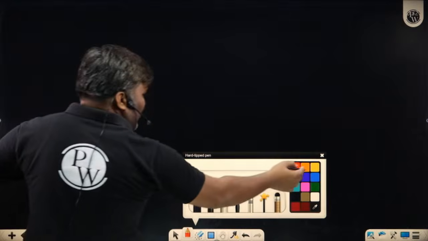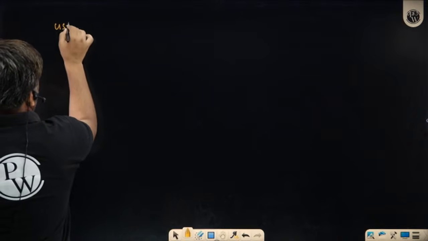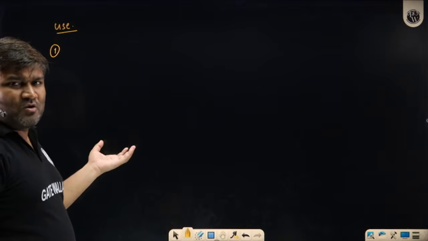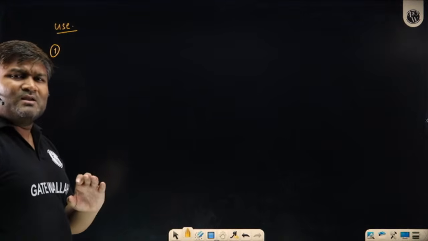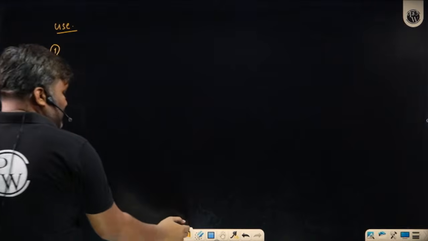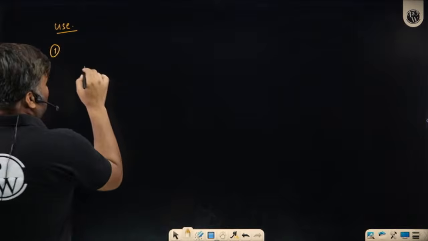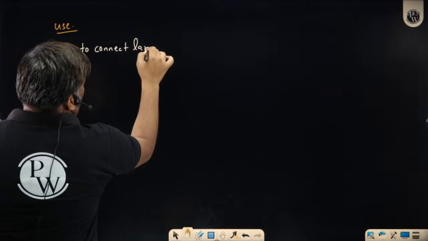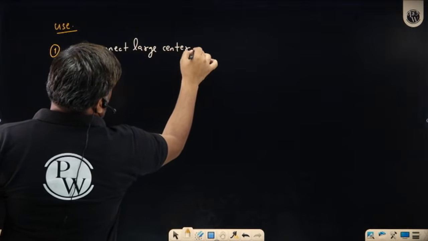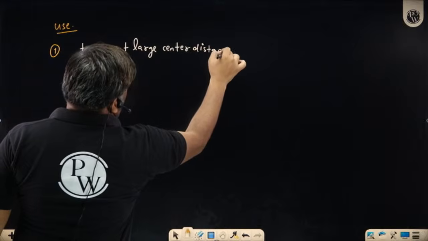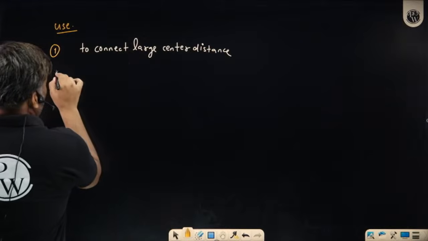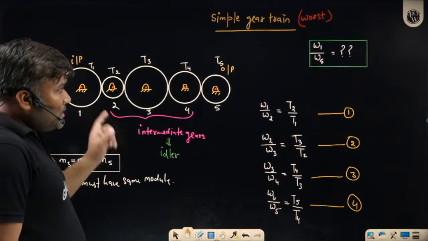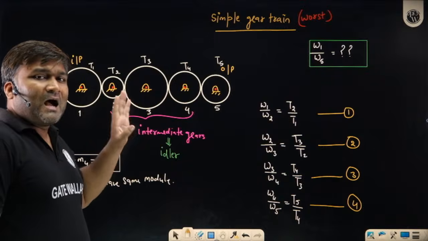Yes. Once you have made this, you can use this gear train for some purpose. Although this is not a good gear train in terms of velocity ratio, you can utilize it in some cases. Like the first case: sir, at least you can connect a large center distance. To connect a large center distance, you can use this. Second thing, you can also use this to play with the direction of output and input gears.